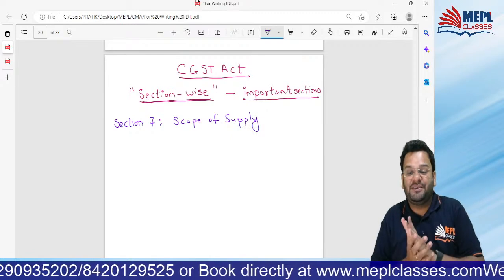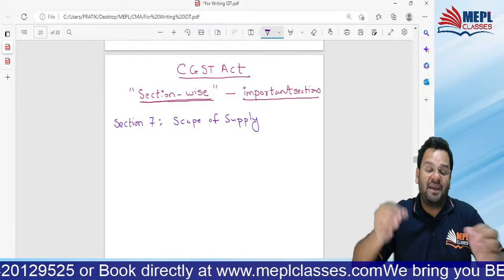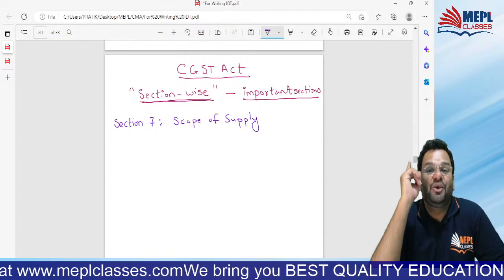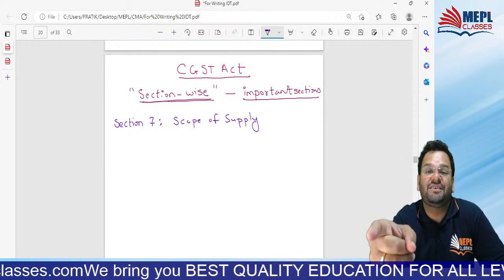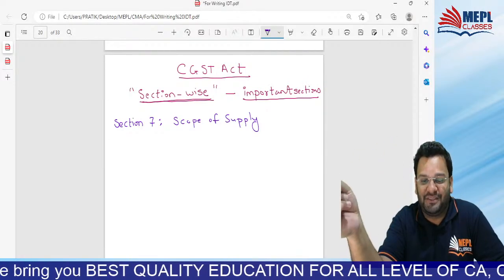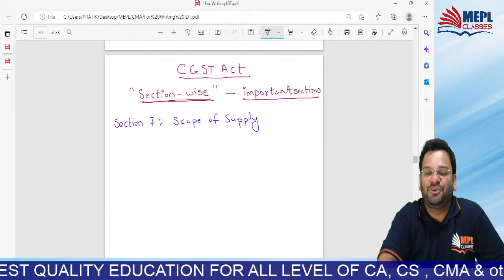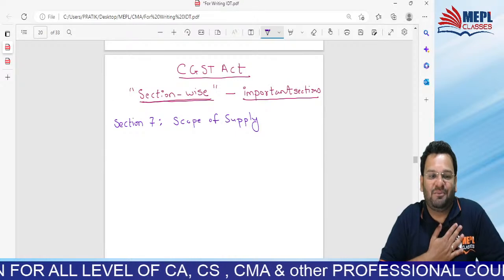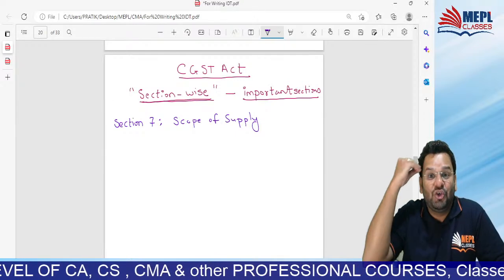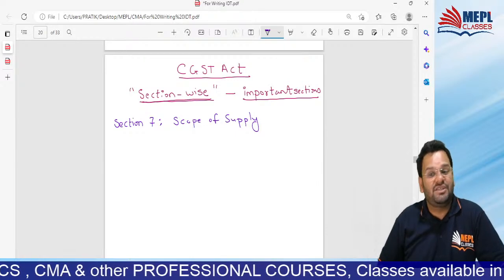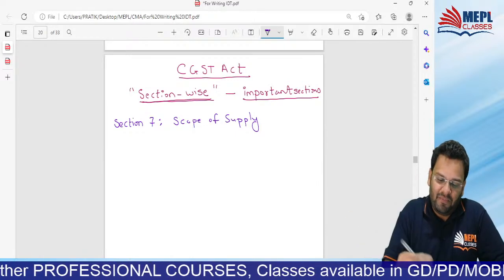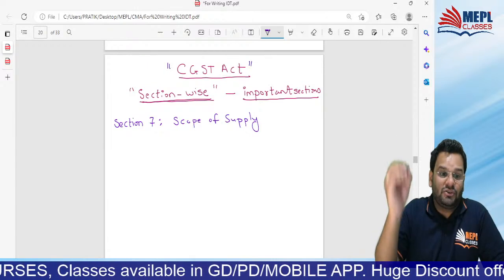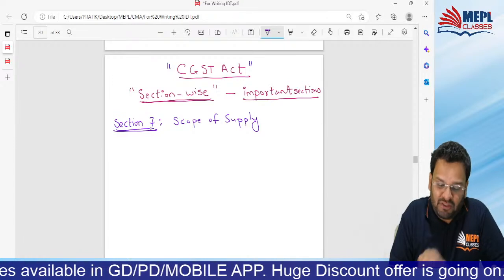Friends, it is my personal promise to you that by the end of the class, you will also talk in terms of sections, subsection, clauses, subclauses. It's not only about me talking about section numbers, but by end of the batch, you will also quote section numbers of CGST Act. So this is just the beginning. Section 7 is scope of supply.